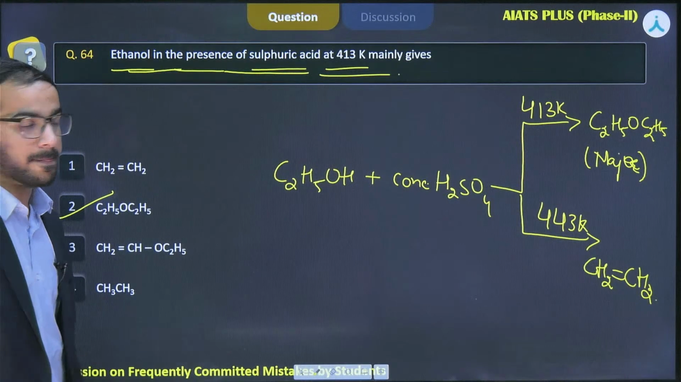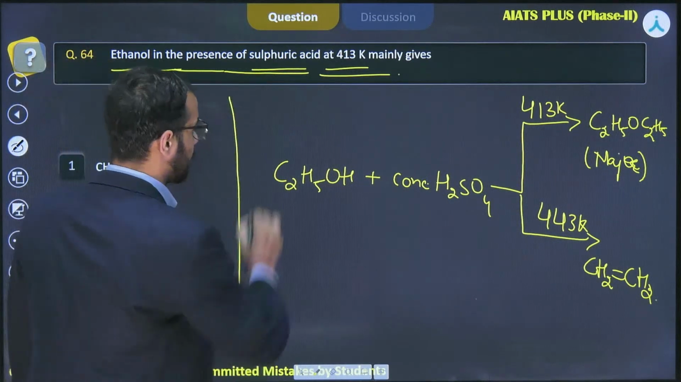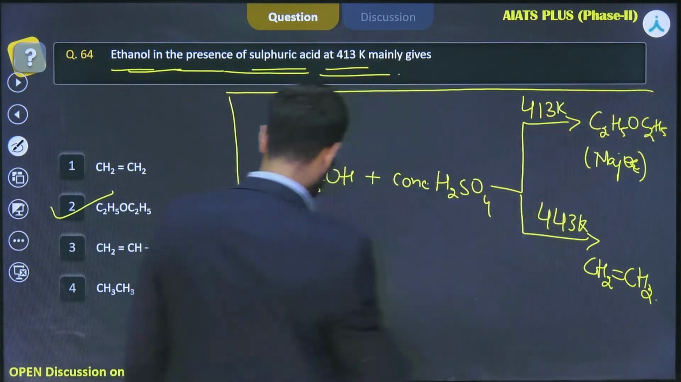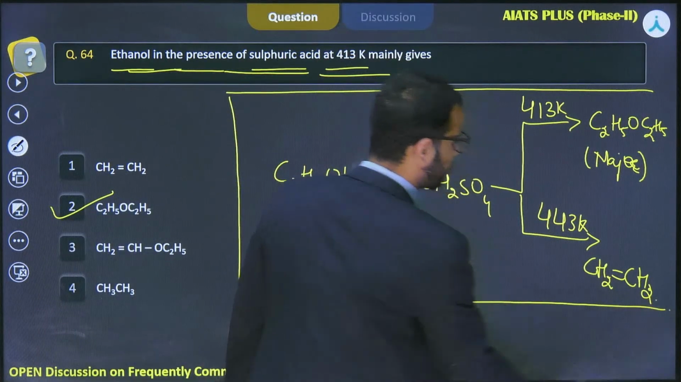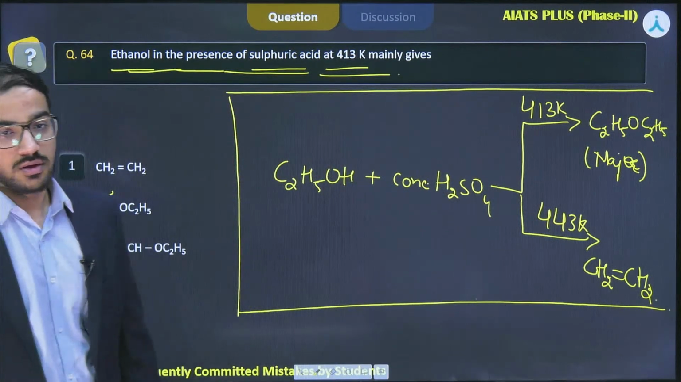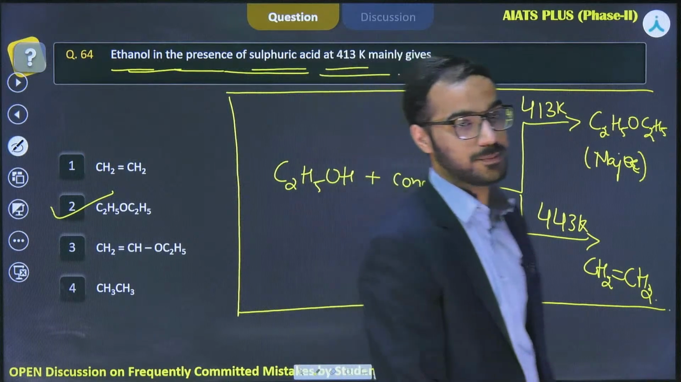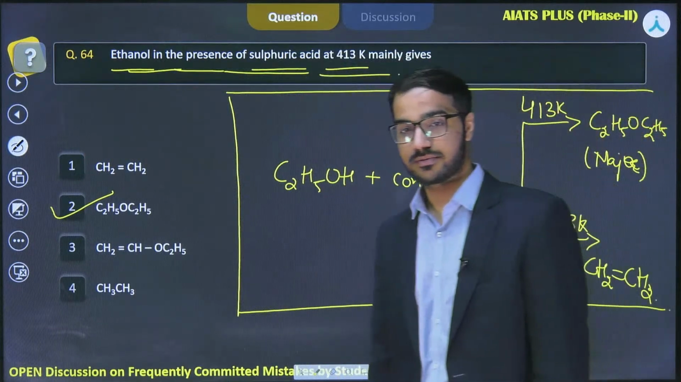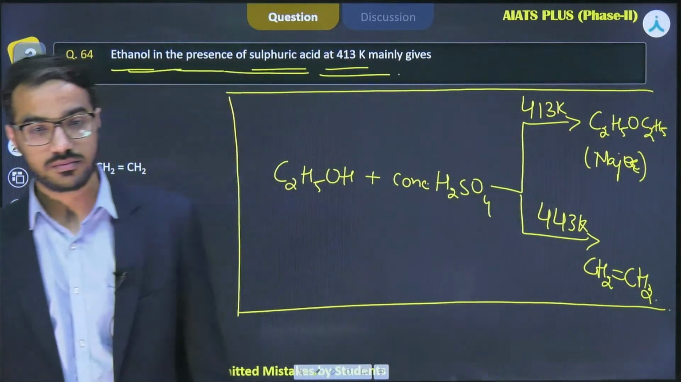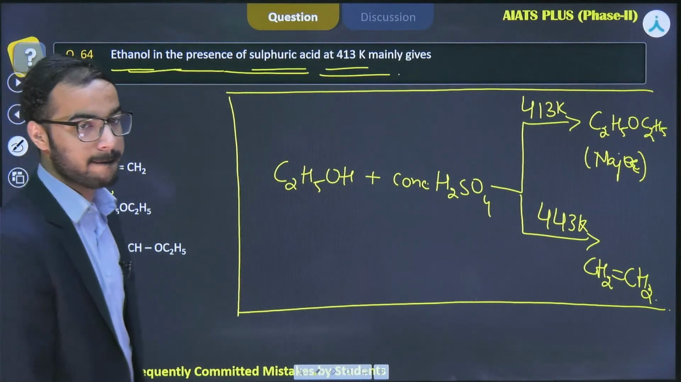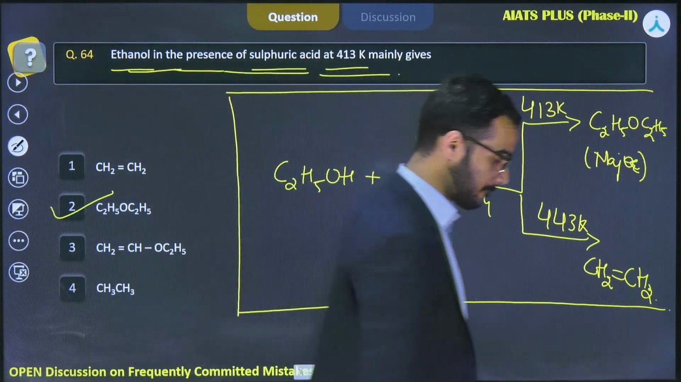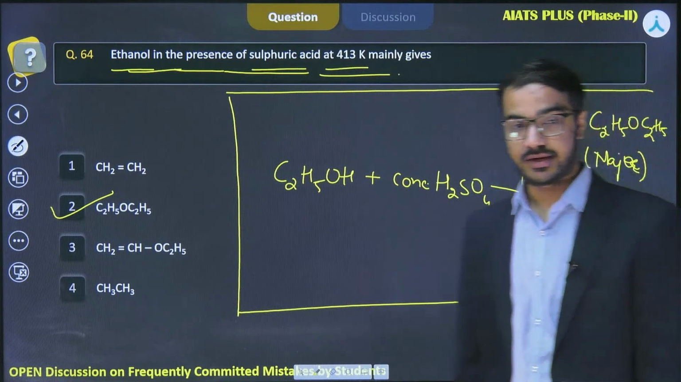Is it clear? Absolutely correct. You can make a box so that you can easily understand this. So option 2 must be the correct answer. Is it clear?